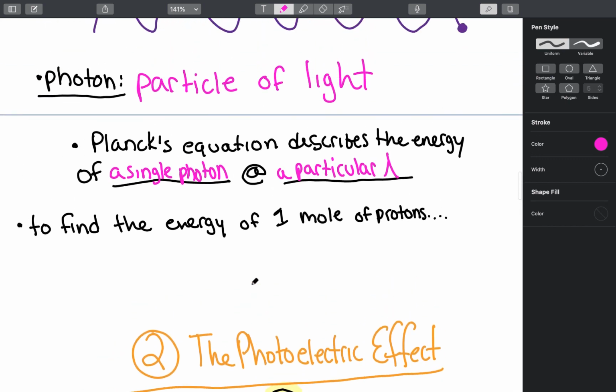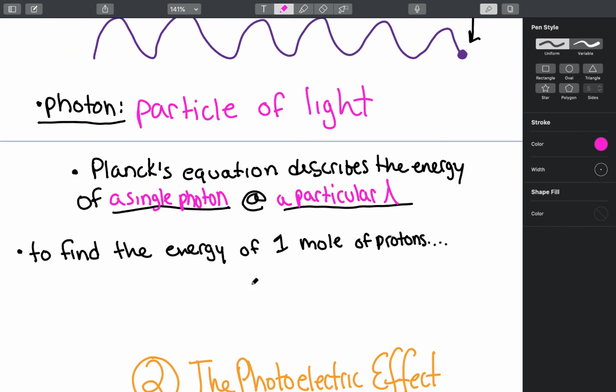So it's also important to know how to find the energy of 1 mole of photons. So this should be photons, not protons. Sorry about that. So photons. To find the energy of 1 mole of photons, let's find a way to calculate this. So we know that the energy of 1 photon is equal to hc over lambda.